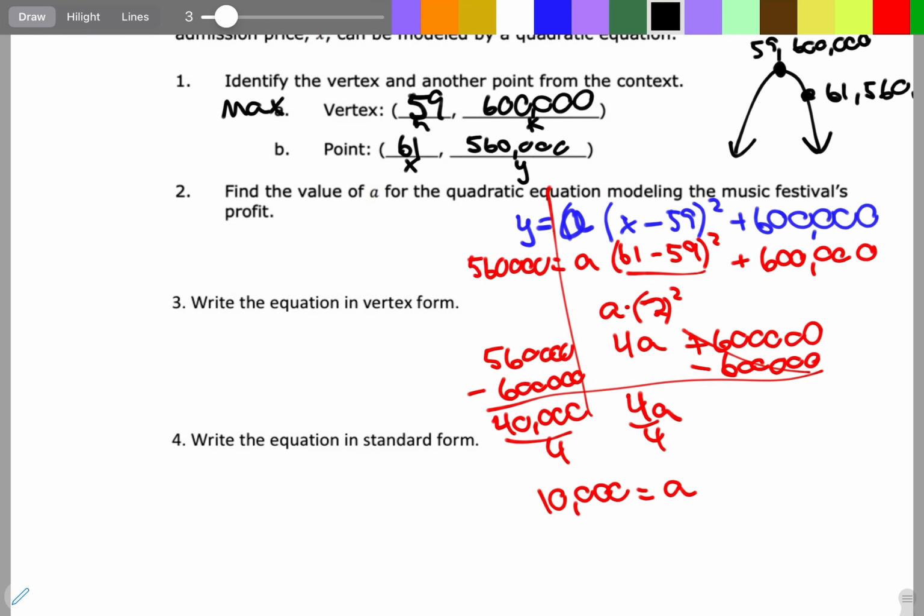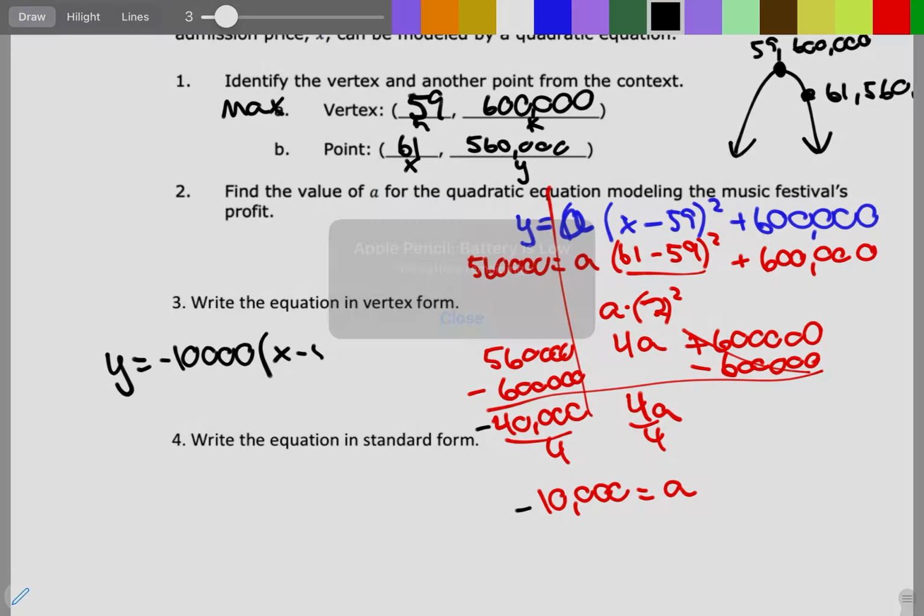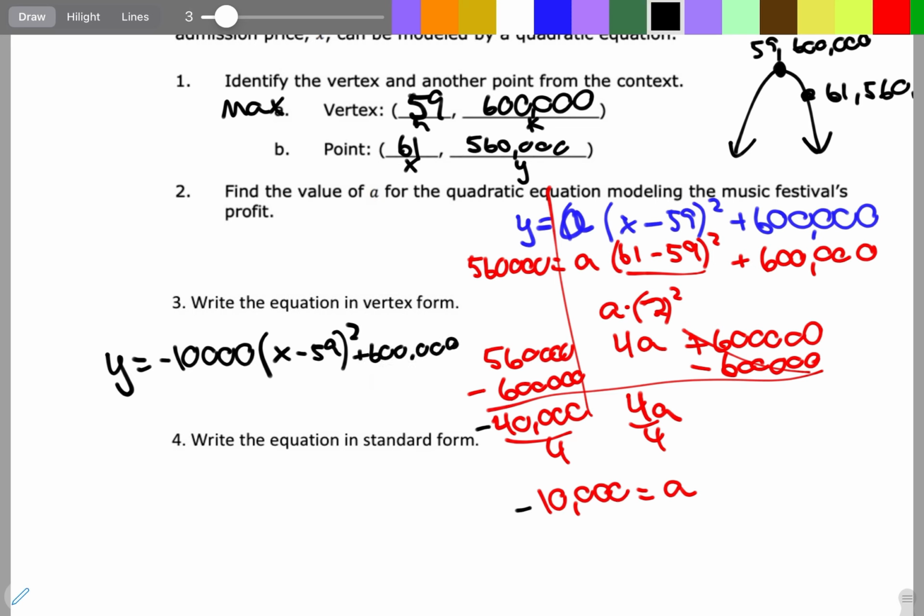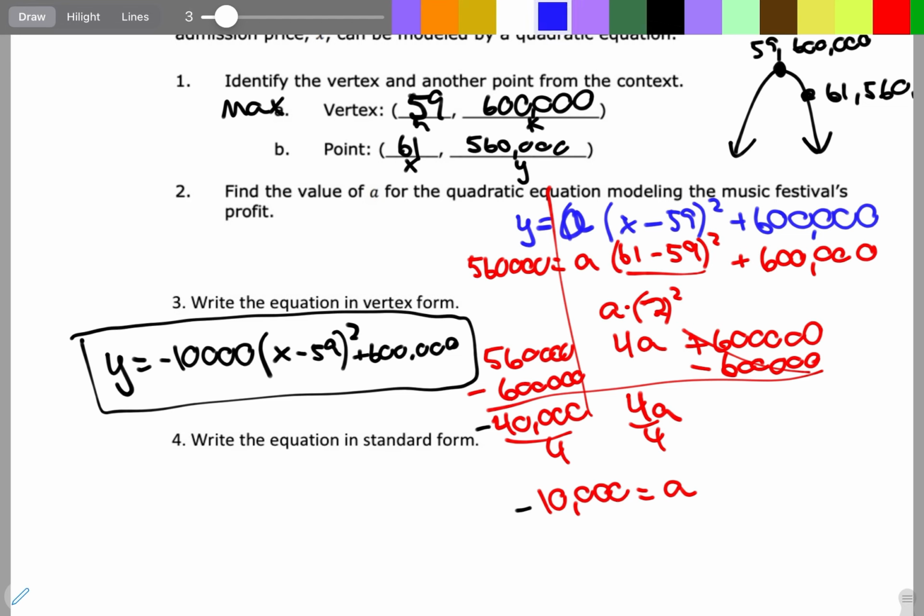So the equation ends up being y equals, oh, it's supposed to be negative 2, my bad. Negative 10,000 x minus 59 squared plus 600,000. This would be your vertex form of the equation. And then to change that to standard form, same little trick that I'm going to leave you to do, all right?